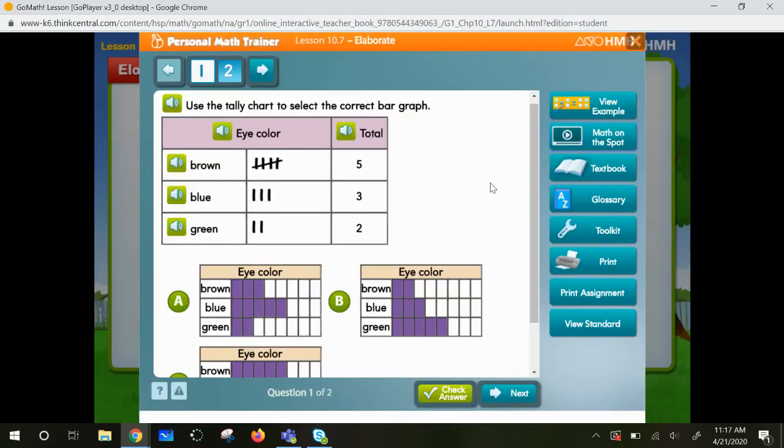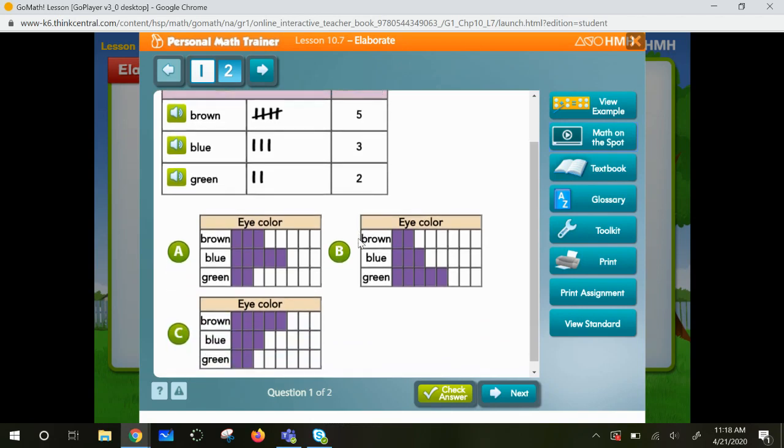This says to use the tally chart to select the correct bar graph. Eye color. We have brown eyes, blue eyes, and green eyes. Brown has 5. Blue has 3. Green has 2. And each of those numbers are lined up over here. So which one matches the information shown in the graph above?